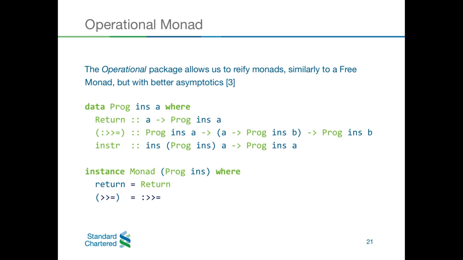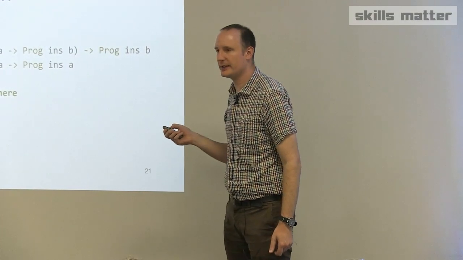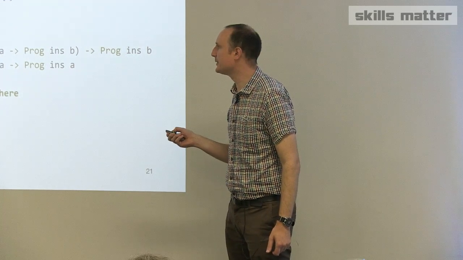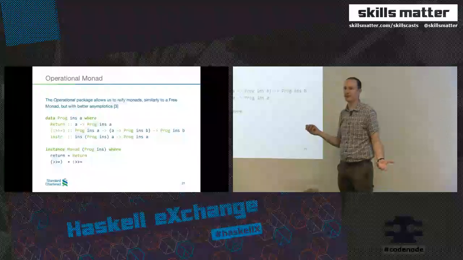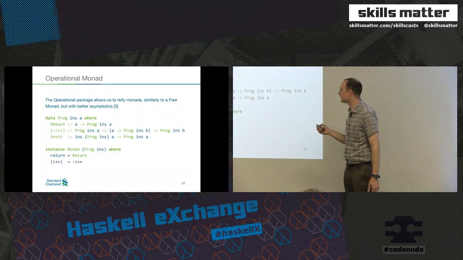And I used something called the operational package to reify the monad, because of course what I want is for the user to be able to use do notation, do their side-affecting stuff, but I want to capture that as a syntax tree, so I want to reify the monad. And of course the free monad has these problems with asymptotics, and again I was pretty lazy, and I just used the operational package that solves that for me. A bit like a printer solves the concatenation problem for you.